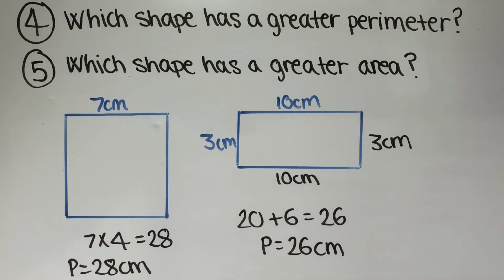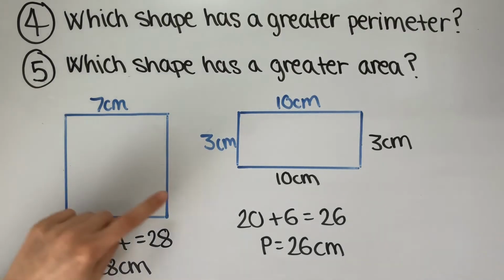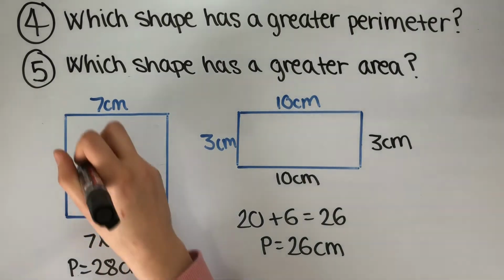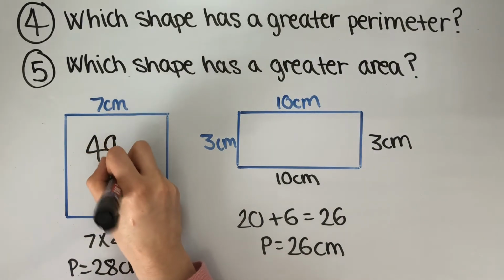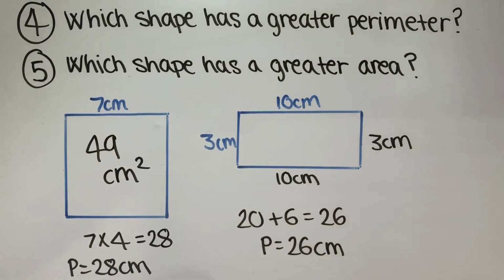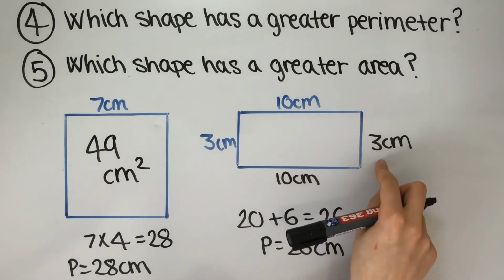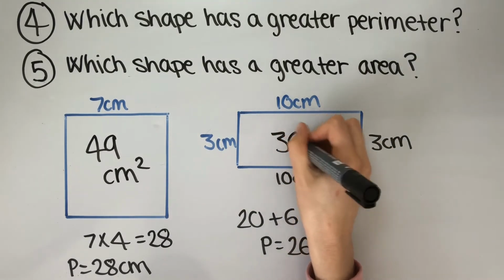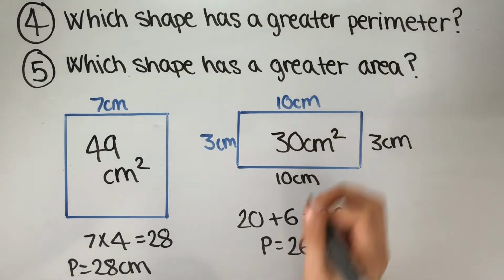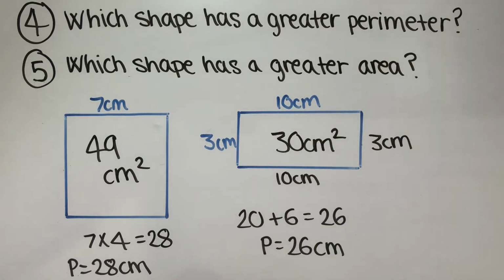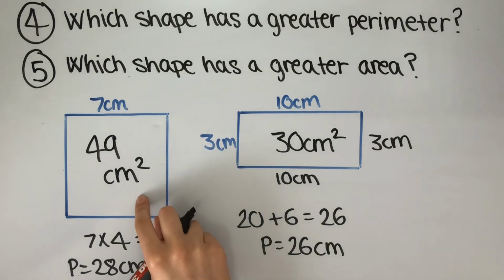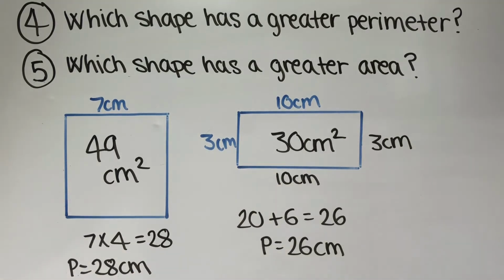Moving on to question 5. Which shape has a greater area? To work out the area, 7 times by 7 is 49, 49 centimetres squared. And for this one, 10 times by 3, 30 centimetres squared. So which shape has the greater area? Well, it's this one with 49 centimetres. So for both of the questions, the square had the greater perimeter and the greater area.